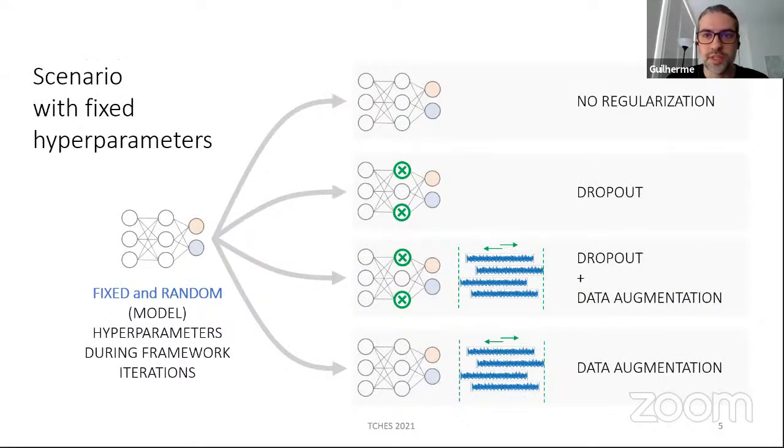We also tested different scenarios where the networks' hyperparameters during the iterations can be fixed or randomized during the process. So for each iteration of the framework, we can also select a random group of hyperparameters. And then we tested different regularization techniques that are very common in the deep learning domain, especially in side-channel analysis, which are dropout and data augmentation.